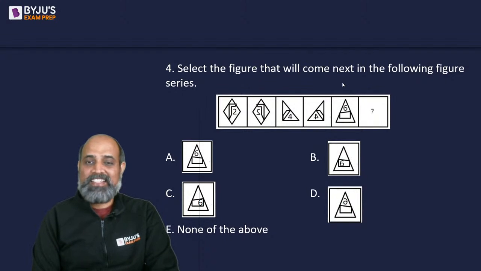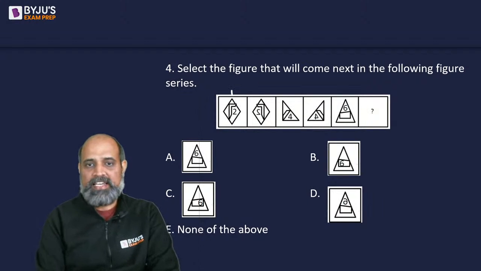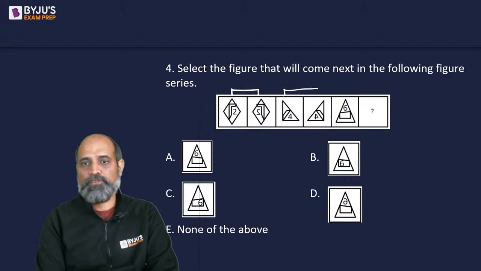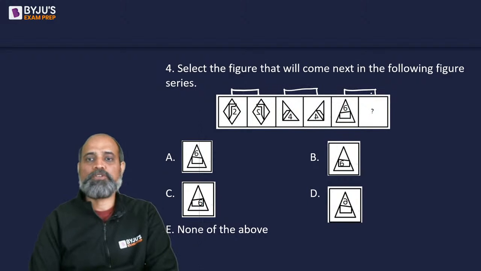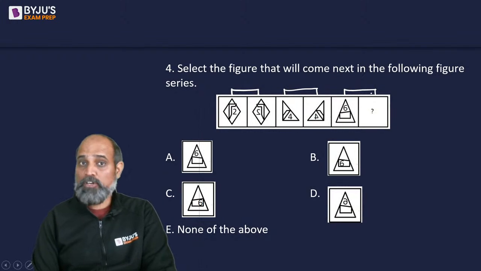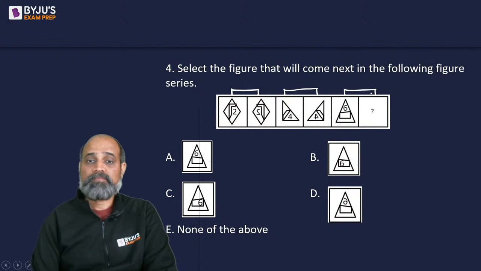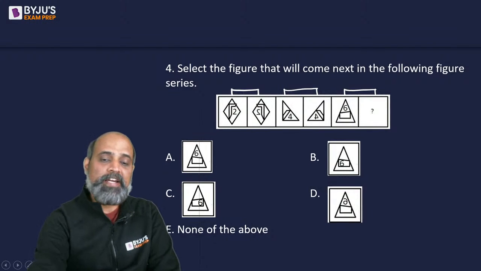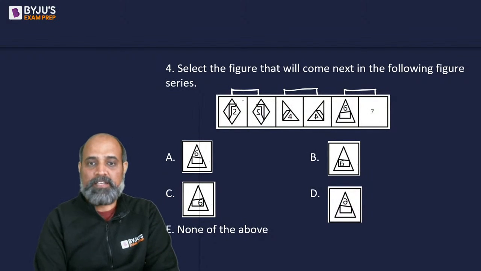So if you look at the series, they are in a certain pattern. The first and second are somehow related. The third and fourth are related. The fifth and sixth should be related. However, first and second related is the same logic applicable for third and fourth. So if you look at the two figures, you will find that they are nothing but the mirror images, right?